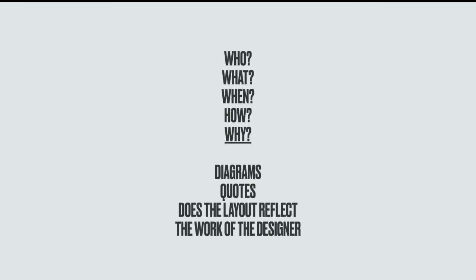Just to finish, these are the things that you really should be thinking about when putting your critical links together. So first of all, who the artist is, when the work was produced, how it was produced, and ultimately why and what the artist or designer is trying to say within the work. And the way that we do that is through research, diagrams, quotes, and ultimately trying to reflect those ideas into your layout. And if you can do that, you will have a very successful critical link.